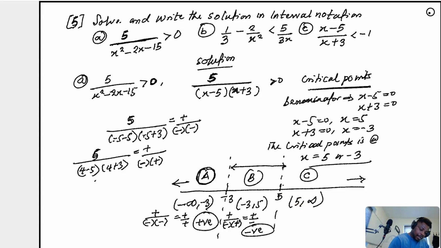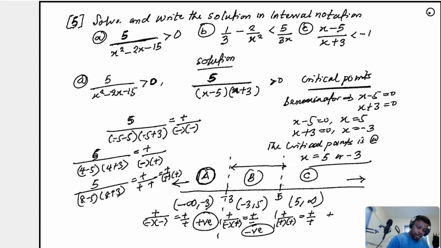Okay? The last one, let's pick a number between 5 and infinity. Let's say 8. 5 over 8 minus 5 and 8 plus 3. So this is positive. 8 minus 5 is positive. 8 plus 3 is positive. So this is positive divided by positive, so this is positive.